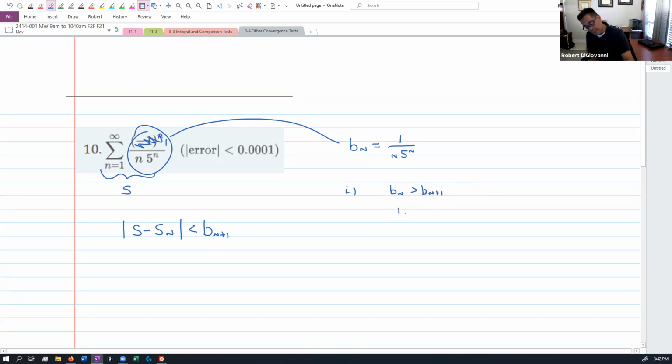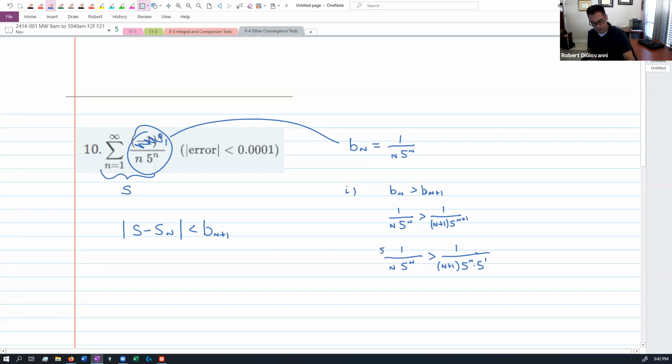All right, so if I plug in n here, I get this. If I plug in n plus 1, I get 1 over n plus 1, 5 to the n plus 1. And so let me just rewrite this. This is 1 over n, 5 to the n. I need to show that that's bigger than 1 over n plus 1, in parentheses, and then 5 to the n times 5 to the 1. That's splitting that 5 to the n plus 1 up.